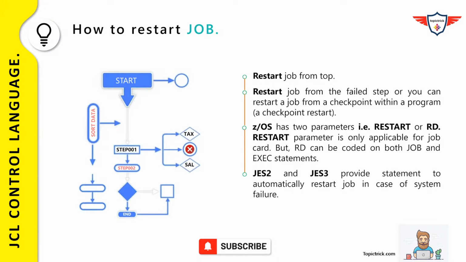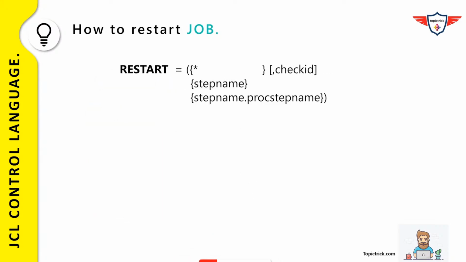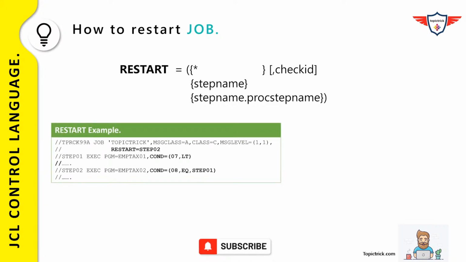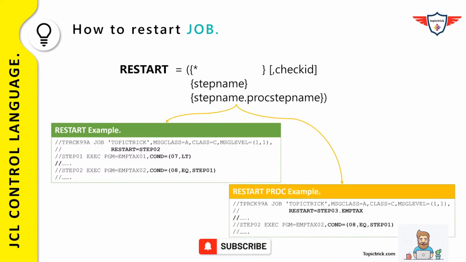In this session, we will only focus on the JCL RESTART parameter because that is very commonly used to restart your job. So now let's focus on the syntax of the RESTART parameter. The syntax of the RESTART parameter is pretty simple and easy to understand. You have to use the RESTART keyword followed by an equal sign, and after that you have to specify subparameters as per your requirement. So the first possible value is an asterisk and it is used to specify that the system is to restart the job from the first job step.